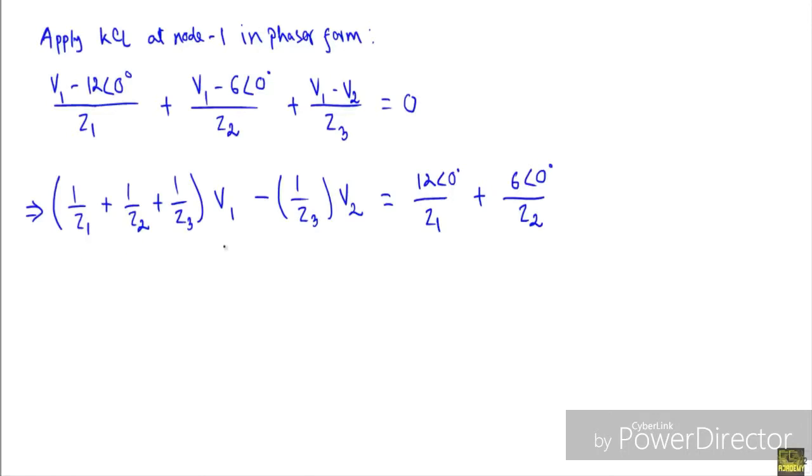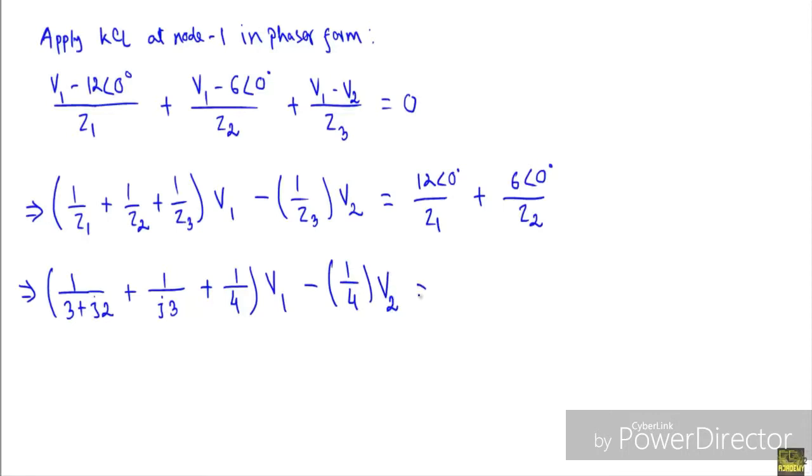Now if I put the values of Z1, Z2 and Z3 here, I will get, as I showed you previously, Z1 is equal to 3 plus j2, Z2 is equal to j3, and Z3 equal to 4: the coefficient of V1, minus 1 over 4 times V2, equal to 12 phase angle 0 degree over Z1 (3 plus j2), plus 6 phase angle 0 degree over Z2 (j3).